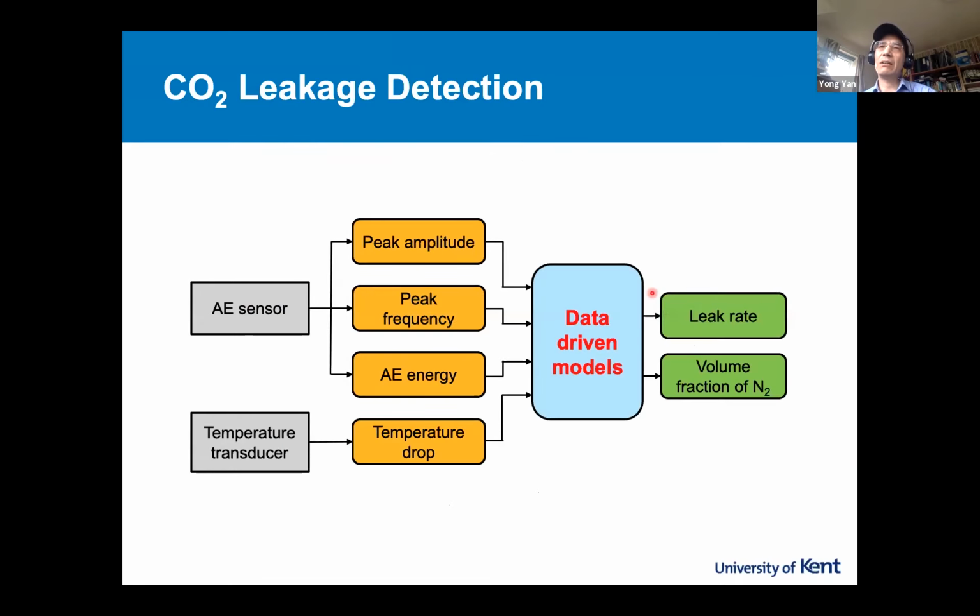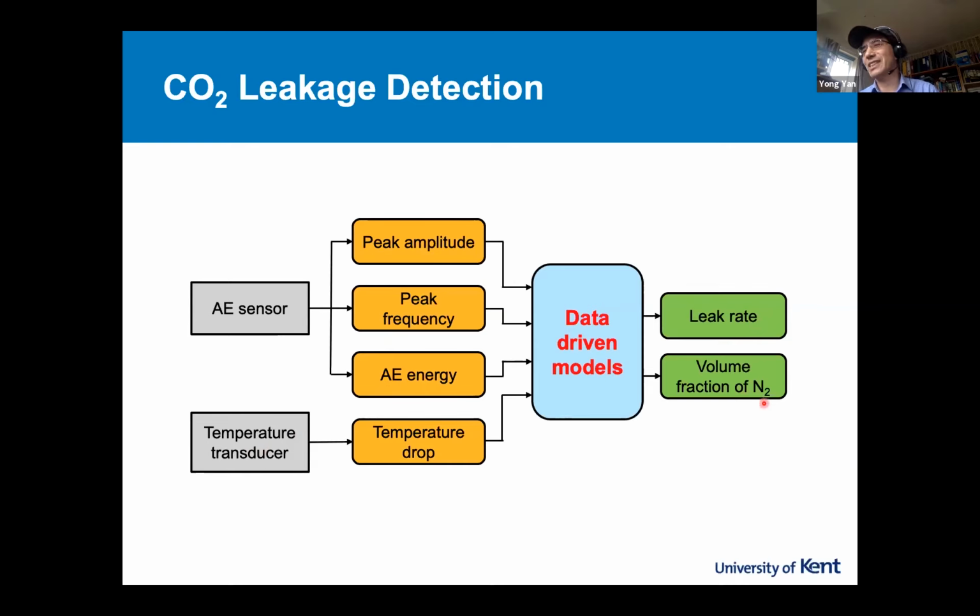So again, we use the same approach. We develop data-driven models. We analyze acoustic emission signal characteristics. We plus traditional temperature output, and we can work out leak rate. So how many kilograms per second of CO2 is being leaked. Also, we can see if there is any impurity.